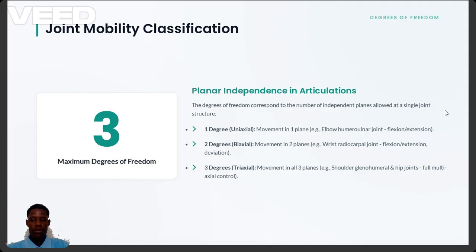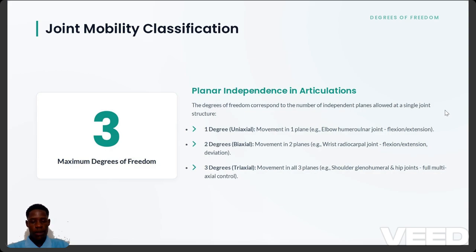Moving on, we're going to talk about joint mobility or the degrees of freedom. Joints are classified by how many planes they can safely move in. First degree, or 1 degree, is your uniaxial. This is movement in only one plane, for example the elbow joint, which can only do flexion and extension. Then 2 degree or biaxial is movement in two planes, for example the wrist joint, which can do flexion, extension, ulnar and radial deviation, which is your side to side.